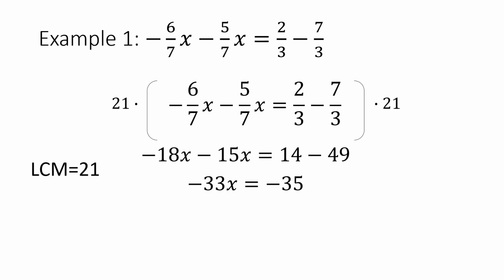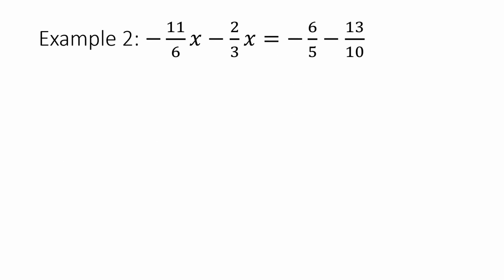And then now I just have one step left. Negative 33x is attached by multiplication. So to undo multiplication, I'm going to divide. So I'm going to divide both sides by negative 33. My negative 33s are going to cancel. And then negative 35 divided by negative 33 is going to be a positive 35 over 33.